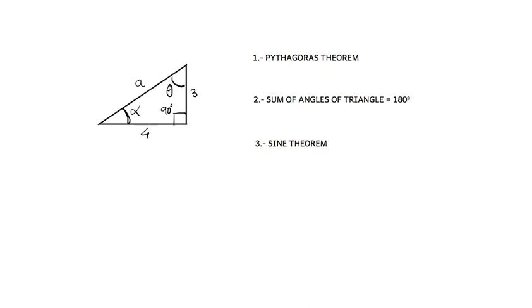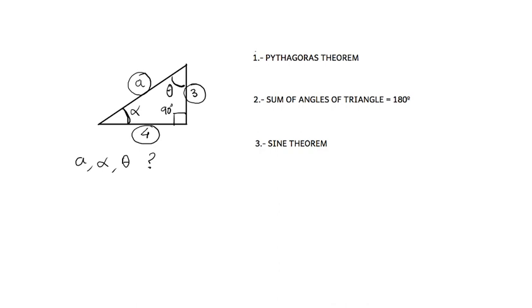Here, in this triangle, we have one side 3, another side 4. The hypotenuse we don't know. Of course, one angle is 90 degrees. The other two, alpha and zeta, we don't know. So we need to calculate the side A, and angles alpha and zeta. Let's see how these three rules apply here.